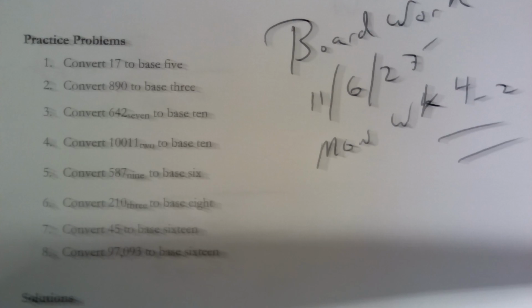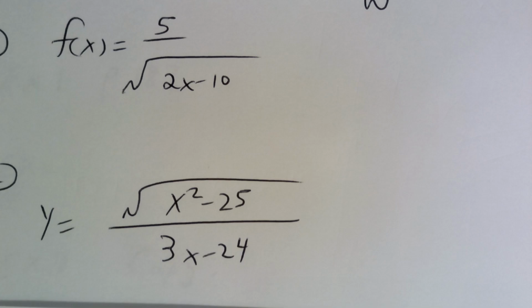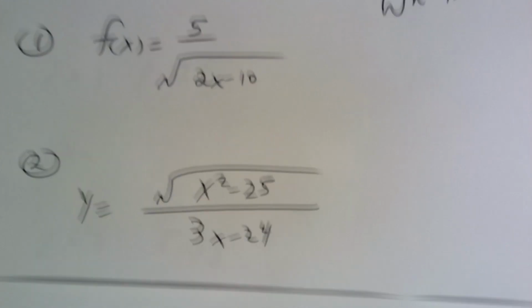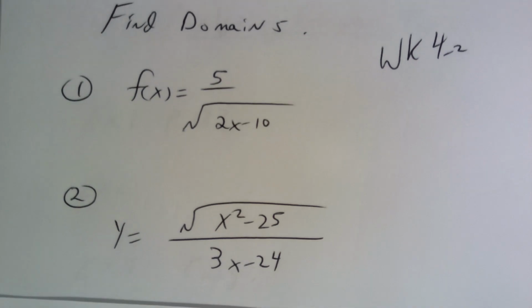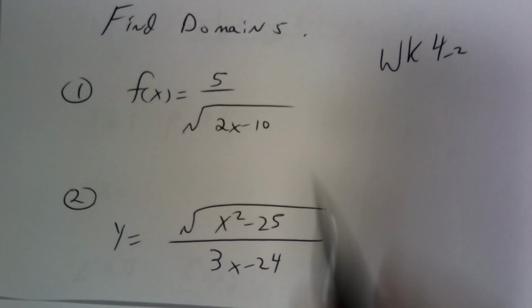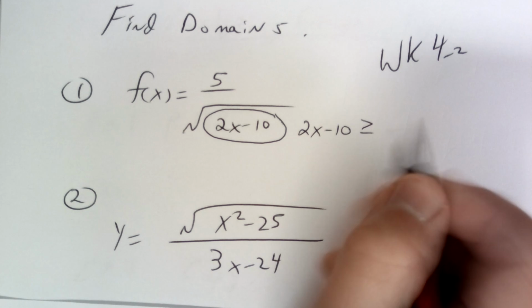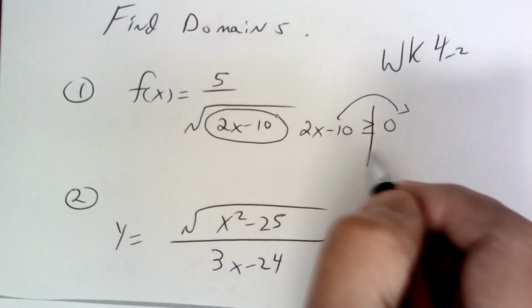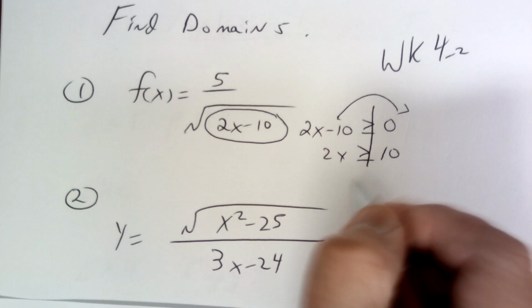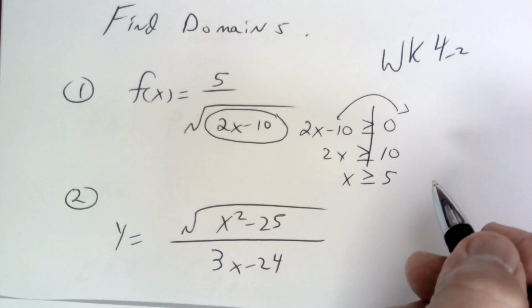Let's turn our attention now to college algebra. On Friday, you had to find the domains of these. Here, you don't want the square root of a negative number. So you want to say 2x minus 10 has to be greater than or equal to 0. Move the 10 over, and that becomes a positive 10. Divide, and you get x is greater than or equal to 5. So it can equal 5.